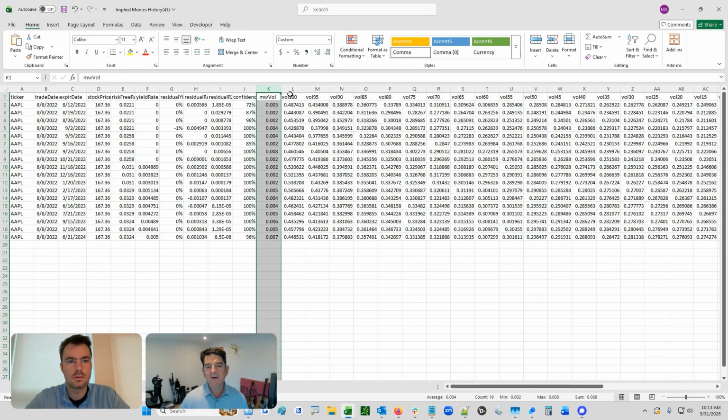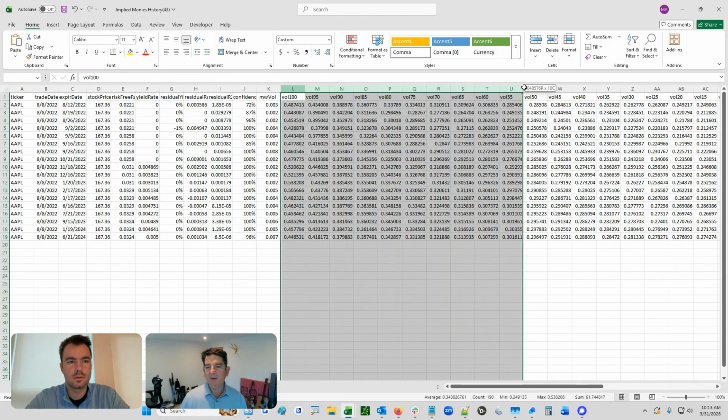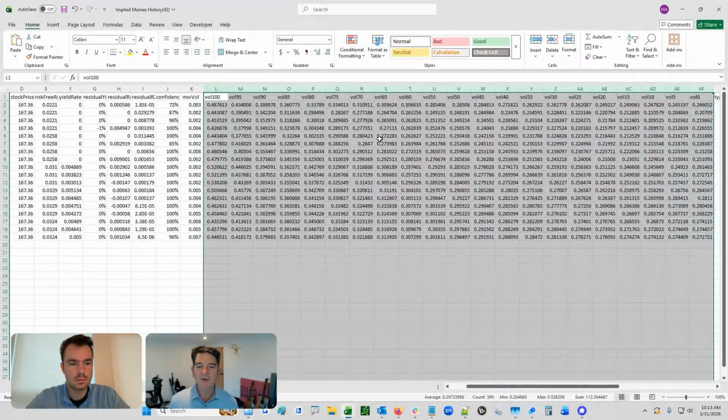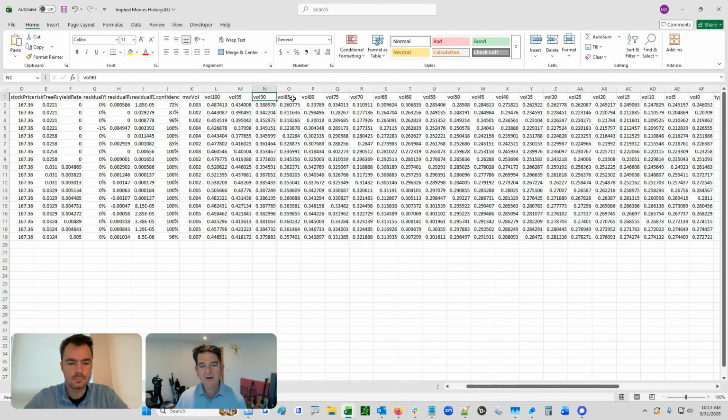And then this is really the big thing about the implied monies: where is that orange line that we talked about? Where does that go through at the 100 delta, at the 95 delta, at the 90 delta, and here's the 50 delta. So this is what we call the at the money volatilities, and we do a lot with this. This is where we make our constant maturities, and we'll be looking at that next. So this is the monies file.